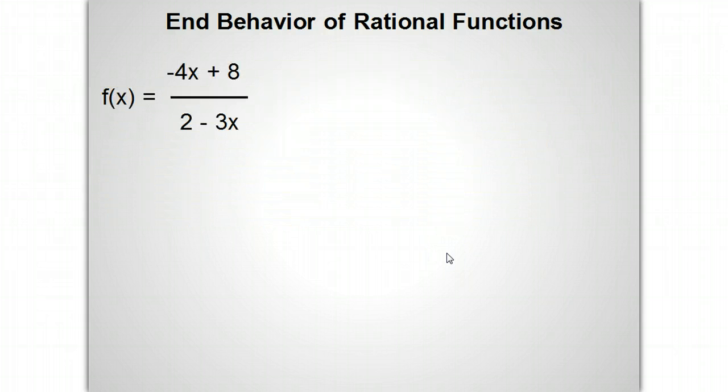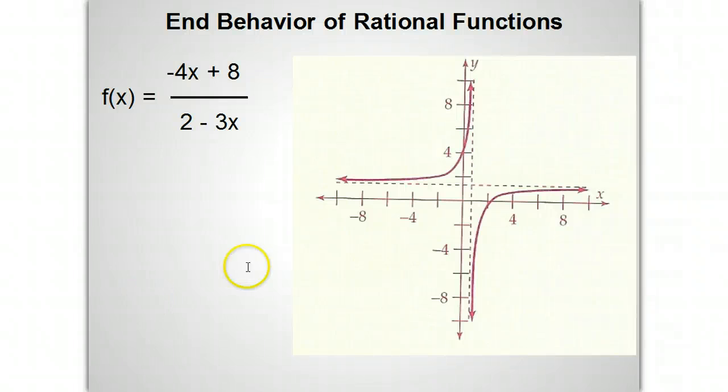Okay, now that you've jotted those down, let's look at 3 different examples. Here we have one where the degrees are the same. And remember, when the degrees of the numerator and denominator are the same, we just need to look at the ratio of the coefficients of the terms, and that would be 4/3. So we'd expect our function to have a horizontal asymptote at y equals 4/3. Here's the graph.